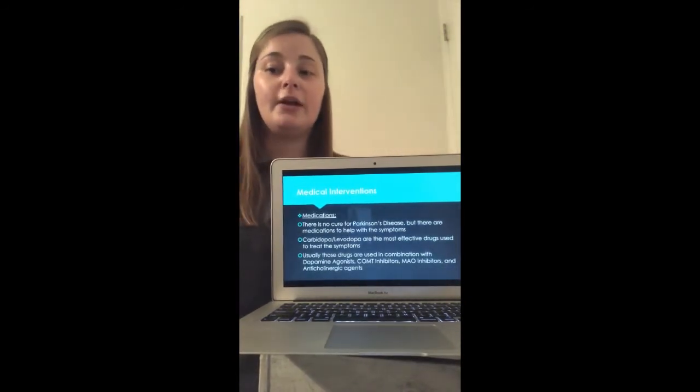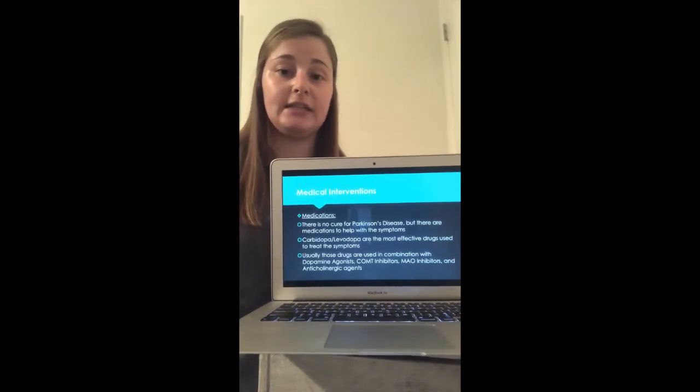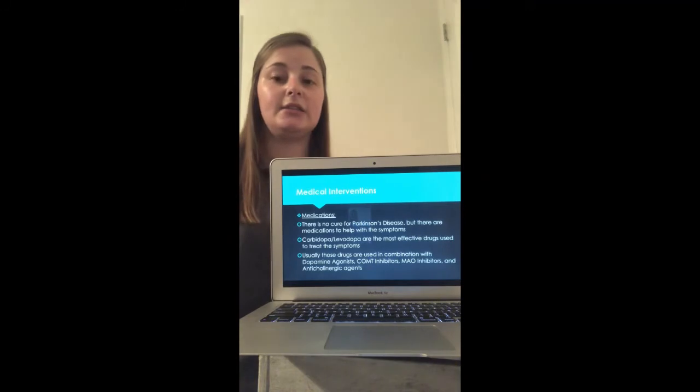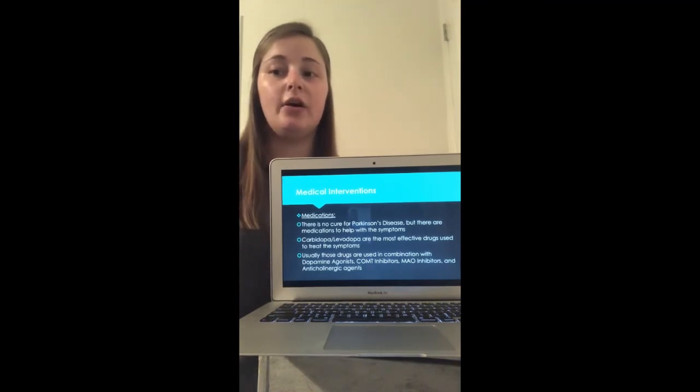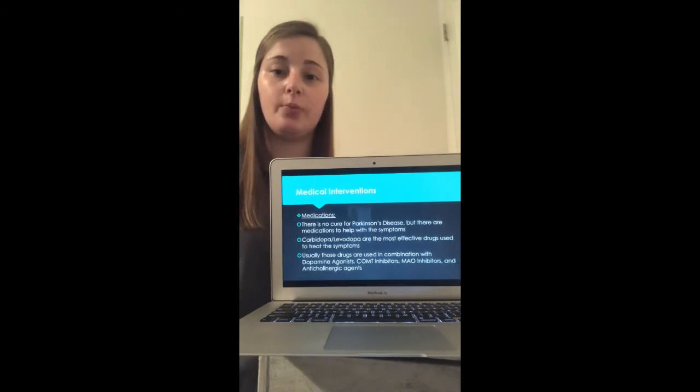So, for the medical intervention, I put 2 different ones because there is a new surgery open for these patients. But the first one I want to talk about is just their medication. So we all know there's no cure for Parkinson's, but a lot of the medications help with the symptoms, such as like the tremor and all of that. So we all learned about carbidopa and levodopa. Those are the most effective drugs that deliver dopamine to the brain through the blood-brain barrier. Then, they also use other drugs such as the COMT inhibitors, MAO inhibitors, and other dopamine agonists to help treat the symptoms.